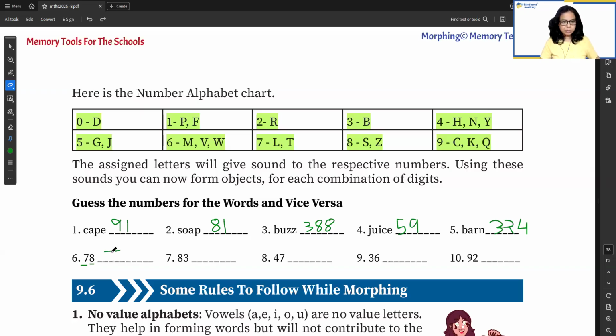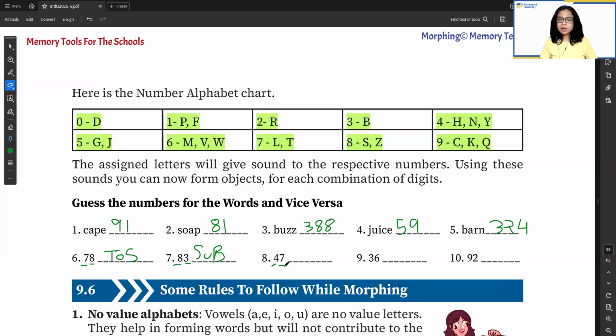What can be the object? There can be an object called lays. No, I will write toss. Okay, I'm writing single S for a purpose. I'll come to that why. We have 83, so I can use S and B. Can I write sub? Sub can be a word for this.